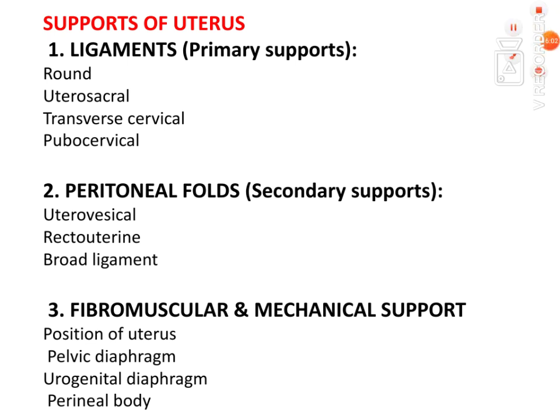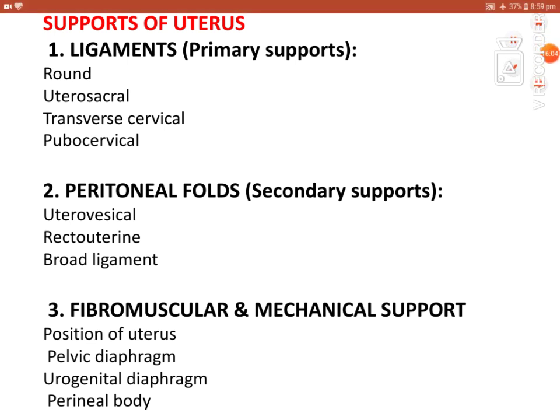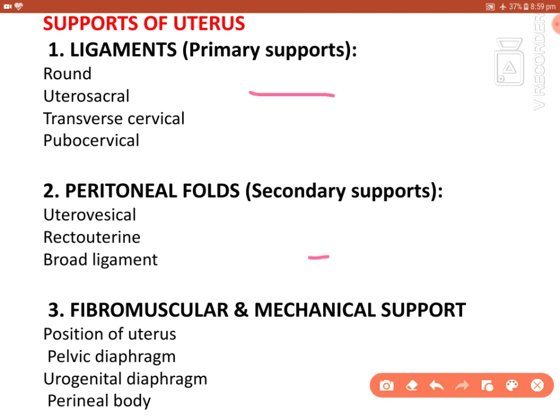Then next are the supports of the uterus. The uterus is a mobile organ, which undergoes extensive changes in size and shape during the fertile period of female life. So it is supported from sagging down to the vagina by a number of factors, which form the primary and the secondary supports.